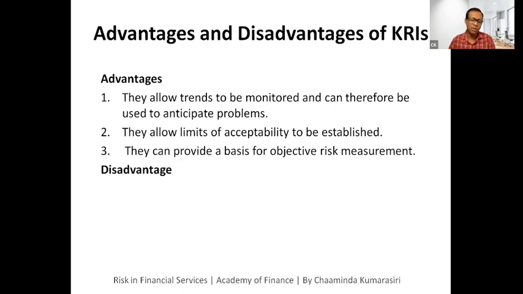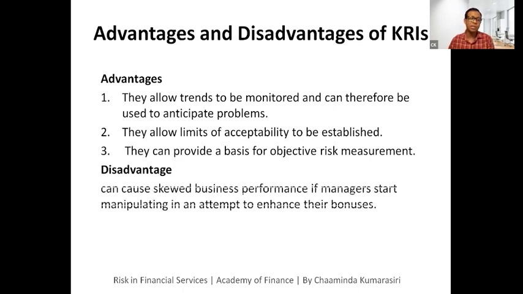But here are the disadvantages. It's very important. I tell you one example. It can have skewed business performance. Now, it's very interesting. What this says is, let's say in the organization, you define your key risk indicator like the previous one. What is the indicator? Key staff leaving the organization. So then you have identified who the key staff are.